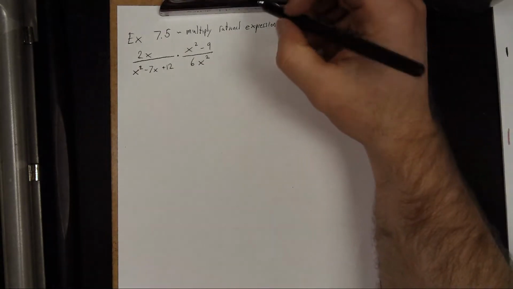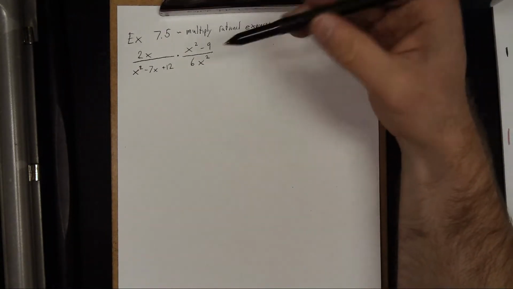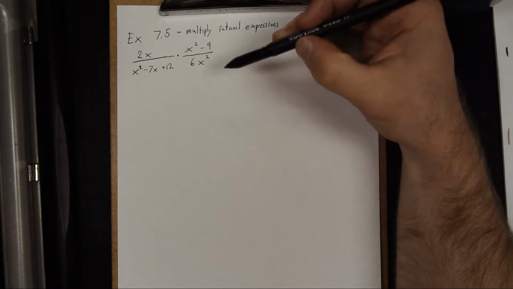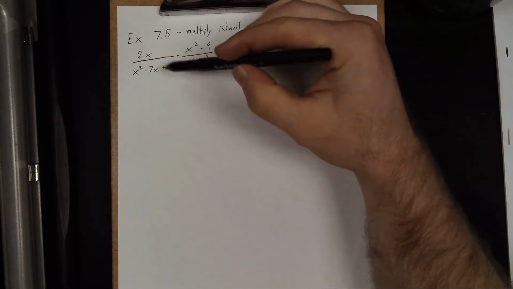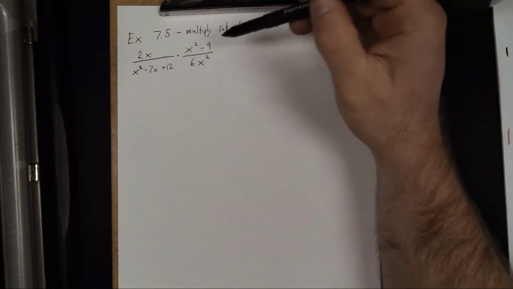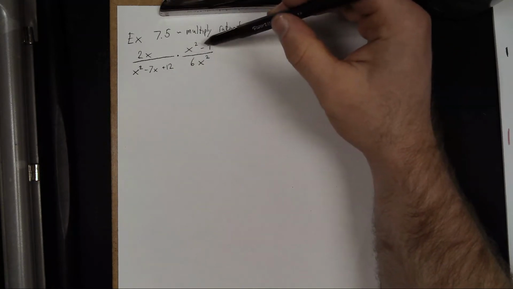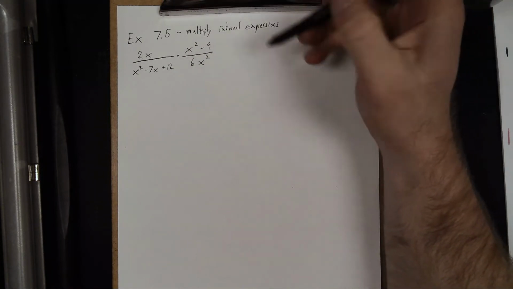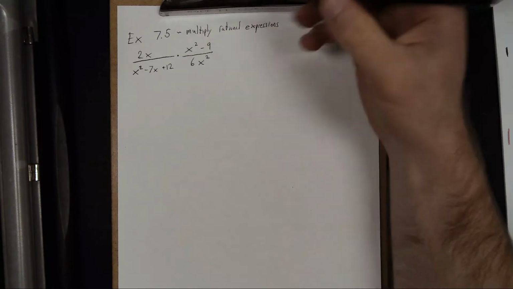So pause and think about what the first step is. What are we doing first? We've got 2x over x squared minus 7x plus 12, and that is multiplied by x squared minus 9 over 6x squared. Okay, hope you gave it a shot.